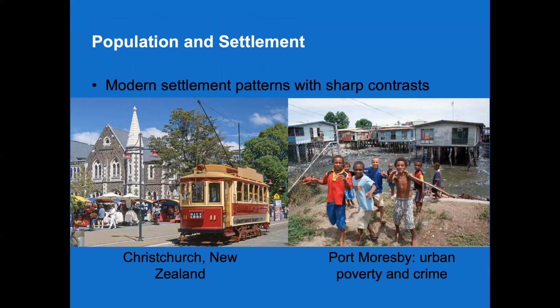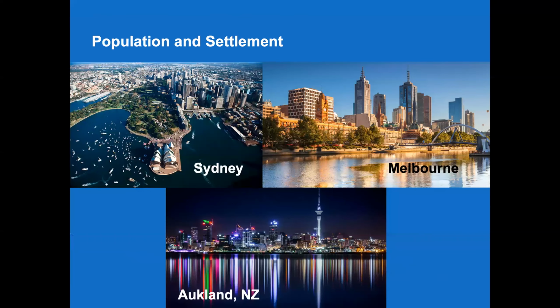So when you think about the modern patterns of settlement, there are some sharp contrasts. You think of a place like Christchurch in New Zealand, it could very well be a northeast United States city. And Port Moresby in Papua New Guinea, a lot less developed. So there are sharper contrasts in development within the region.